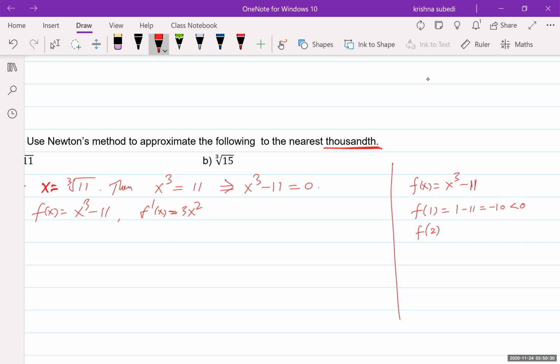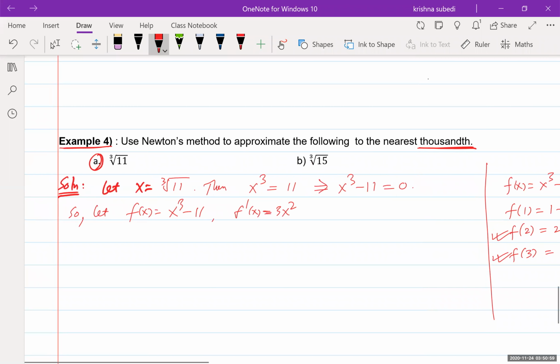If I plug in 2 for x, I'm going to get 2 cubed minus 11, which is minus 3, which is also negative. If I plug in 3, I'm going to get 3 cubed minus 11, which is 27 minus 11, which is 16. That means positive. Remember, one value is negative and another value is positive, which means the root must lie between 2 and 3. That's how we figure it out.